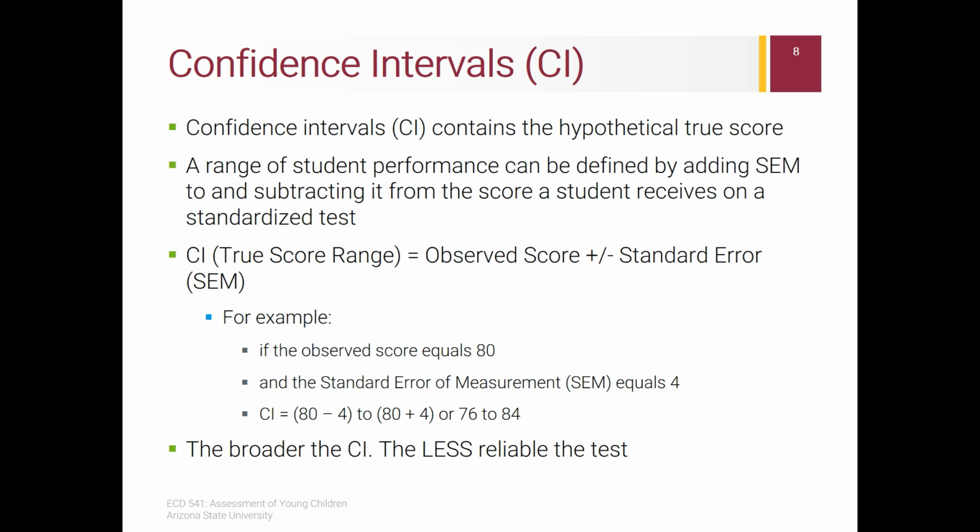For example, if the observed score equals 80 and the standard error of measurement equals 4, then the true score is thought to fall between 76 and 84. So in this example, the confidence interval is determined by adding the SEM to the score obtained on the test and subtracting the SEM from that score. The range you get, 76 to 84, contains the hypothetical true score. Wider confidence intervals suggest a test is less reliable than a narrow confidence interval.